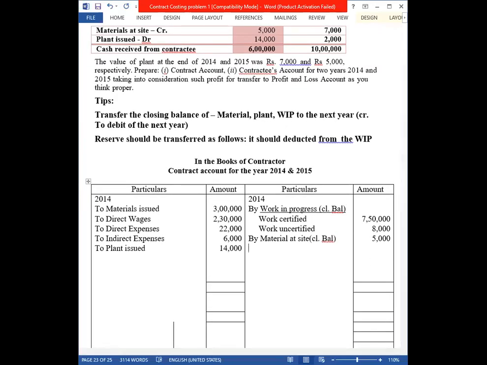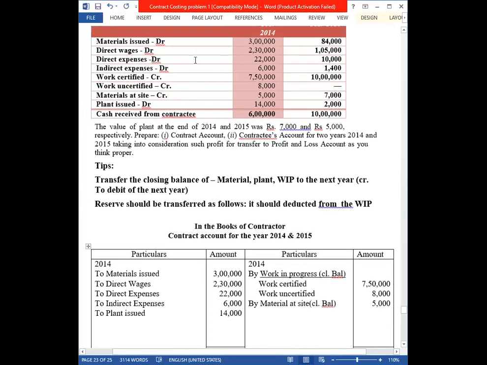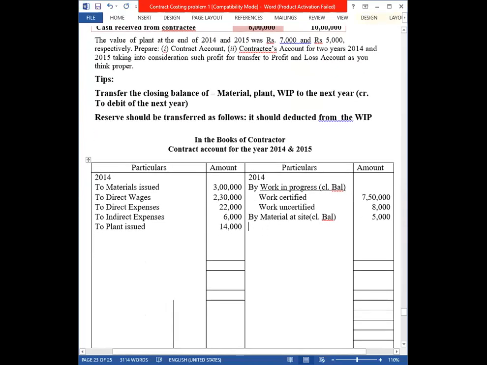Anything else left out? I wanted to check: material, wages, direct expenses, indirect expenses, work certified, not certified, material at site, plant issued. All are considered. And now I'm coming back to the workings. In the workings, the plant value at the end of 2014 is given as 7,000. That also we are going to show in the credit side. So by plant at end, that is the closing balance of the plant. How much is the amount? It is given 7,000 rupees. Okay, so all the balances are done.